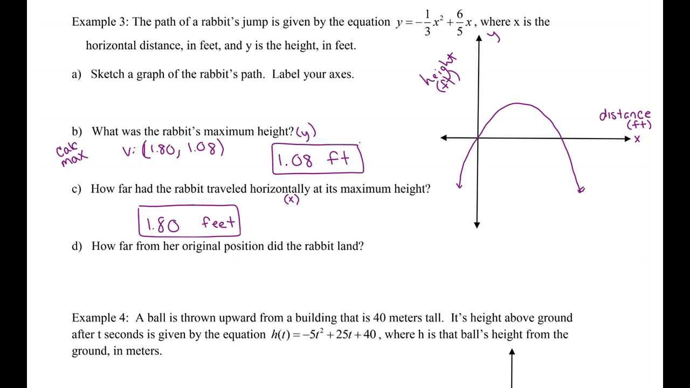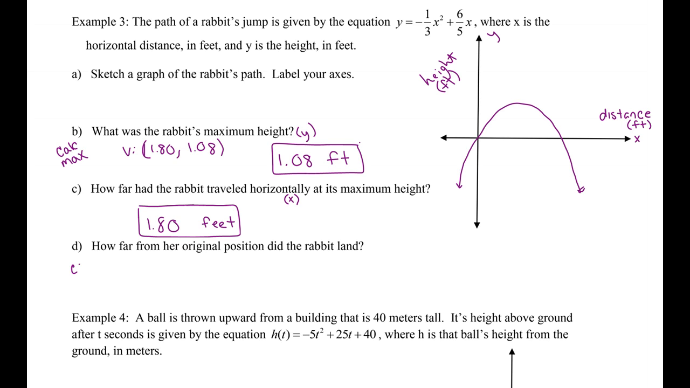The last thing it asks us to find is how far from her original position did the rabbit land. So 0, 0 is where I start. I haven't traveled at all, horizontally or vertically. Then I jump up, up, up, and I know that I land when I have a height of 0. I can't have a negative height because it's impossible for me to go through and underneath the ground. So in order to calculate that point, that was one of our zeros.